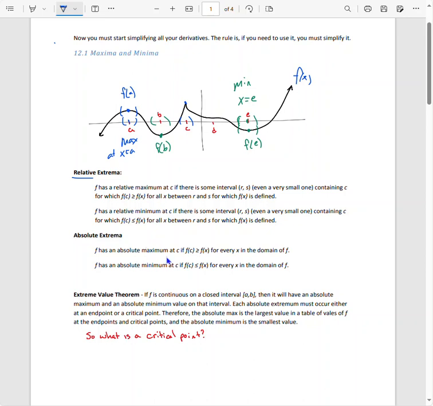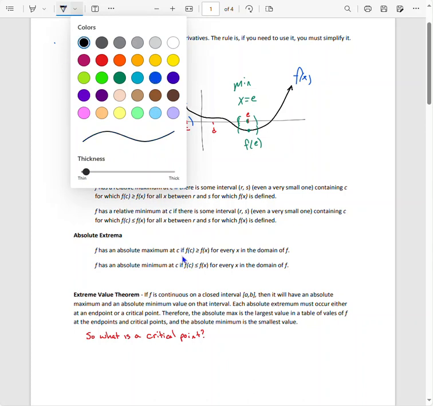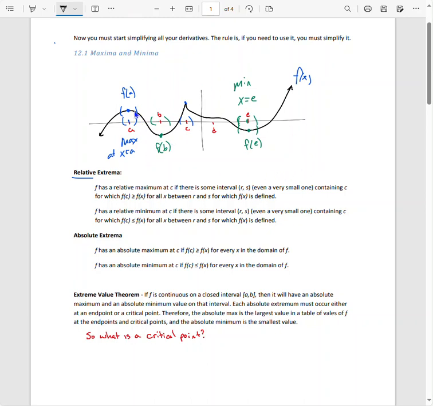Now, absolute extrema. F has an absolute maximum at c if f of c is greater than or equal to f of x for every value in the domain. So this graph will not have a maximum because it goes forever up. This graph will not have a minimum for the same reason. It goes forever down. There's no low value. But we might look at something like a parabola that opens downward. This is an absolute maximum. It absolutely never gets higher than that value, ever.